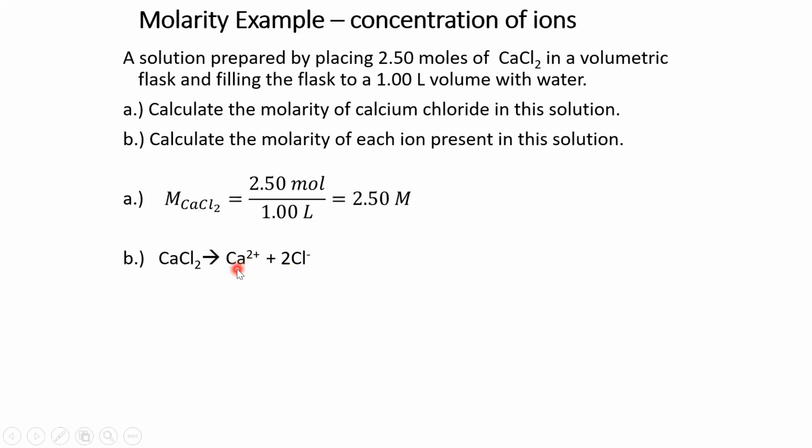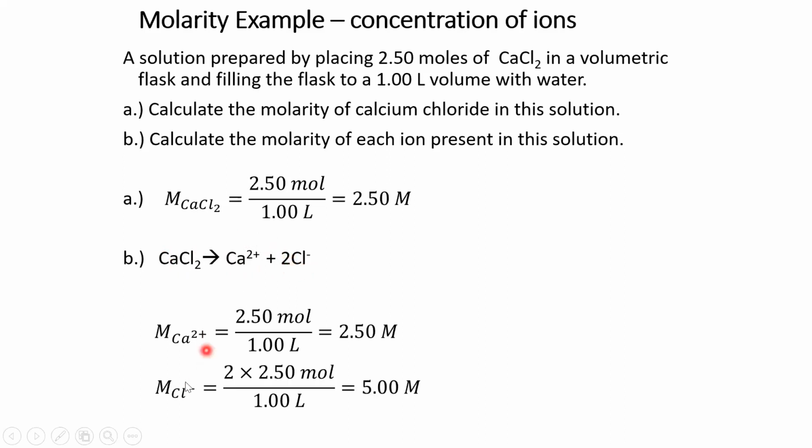So if we were to look at the calcium ion concentration, it's going to be the same as the calcium chloride originally because it's a 1-to-1 ratio. But if we were to look at the chloride ion concentration, the molarity for the chloride ion, it's a 1-to-2 ratio. So the chloride ion would be twice the calcium ion concentration. Questions so far?